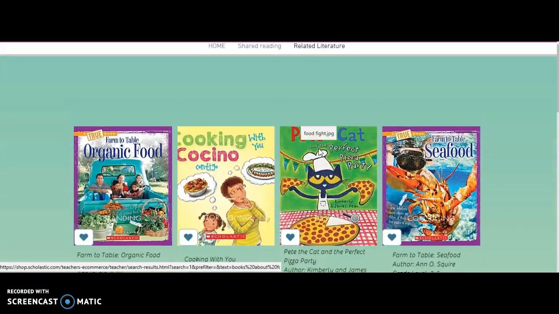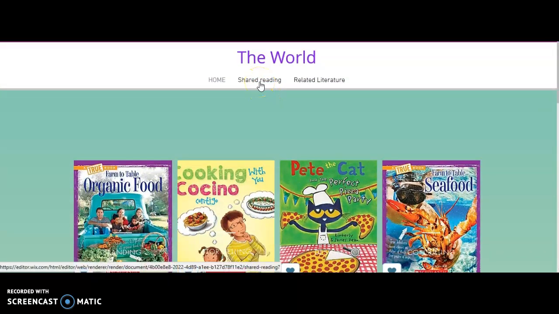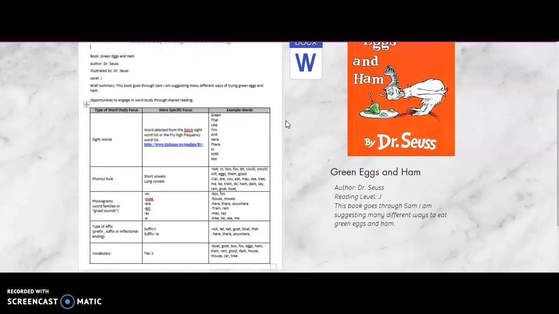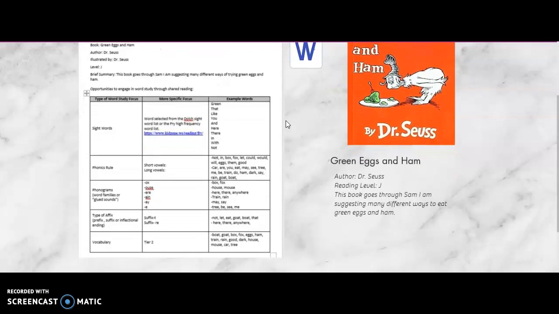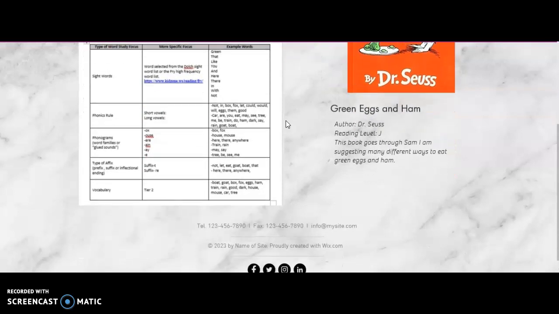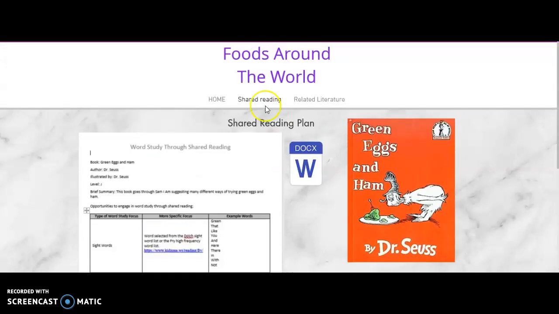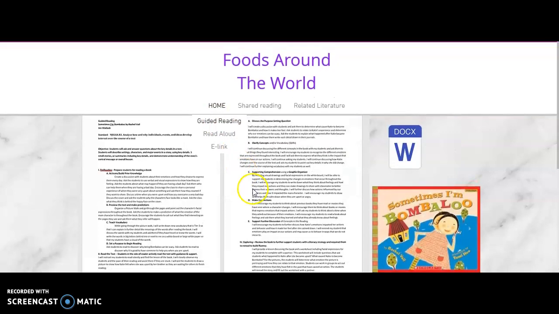Next is my shared reading plan. It is based around the famous Dr. Seuss book, Green Eggs and Ham. This plan outlines and recognizes the words that improve comprehension and support phonological and phonemic awareness. Next is my guided reading plan centered around the book, Sometimes I'm Bombaloo.